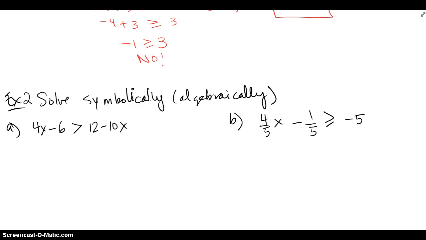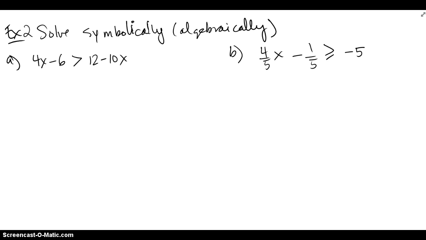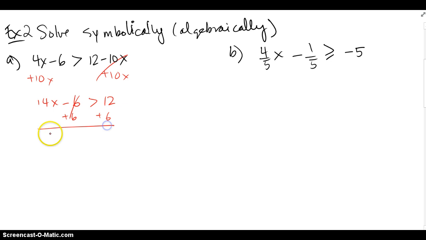Next example, we are supposed to solve this symbolically or algebraically, so I'm going to isolate x and maybe start off with the 10x's. That's 14x minus 6 greater than 12. Add 6 and we get 14x greater than 18. I divide by a positive number so I don't have to flip the inequality.